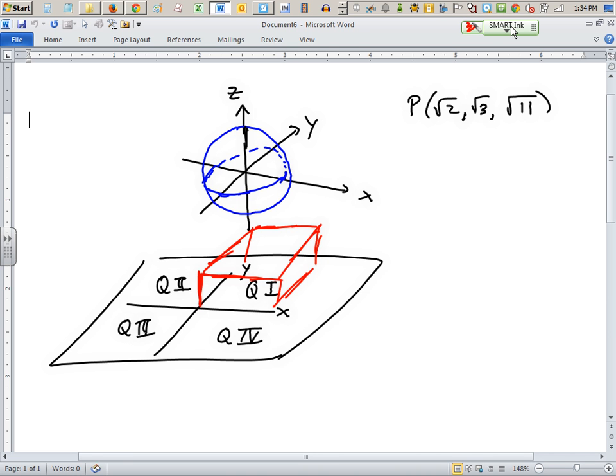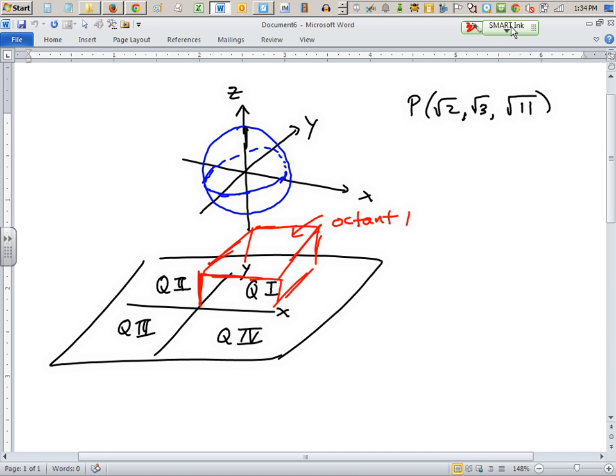This region directly above quadrant 1 is often referred to as octant 1. And there are actually 8 octants altogether. There's the region above quadrant 2, and there's the region above quadrant 3, and the region above quadrant 4. And then there are 4 lower regions. So there are 8 total octants.